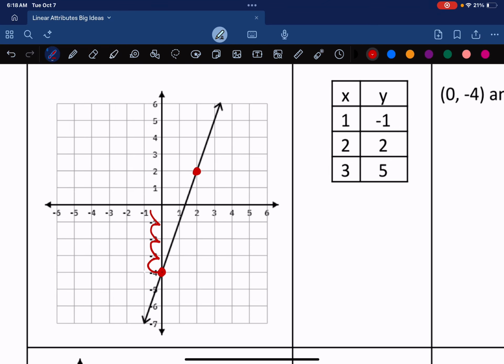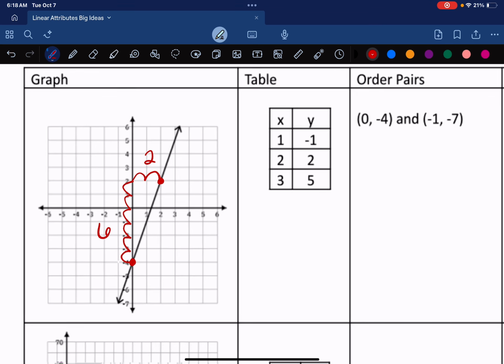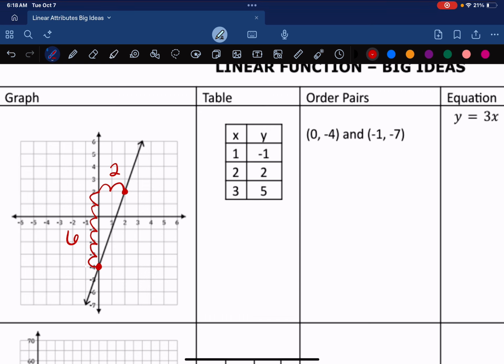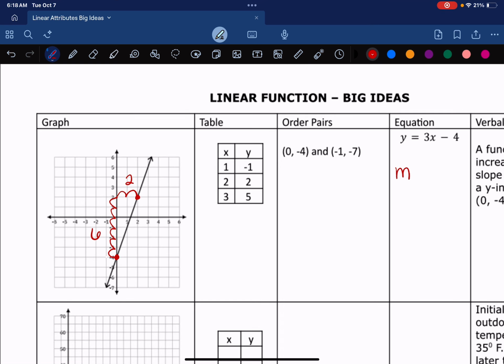1, 2, 3, 4, 5, 6. Our rise was a +6, and our run was 2. Rise over run, y over x, the change in y over the change in x. So we know our slope was 6/2, which of course can be reduced to 3. And we see that right here in our slope. We also see, we've already talked about this, our y-intercept is right there at -4. That's why the -4 comes into play.